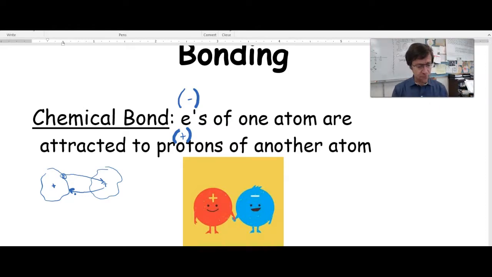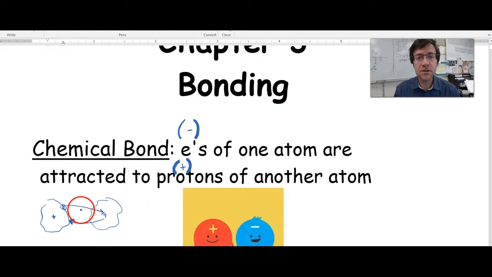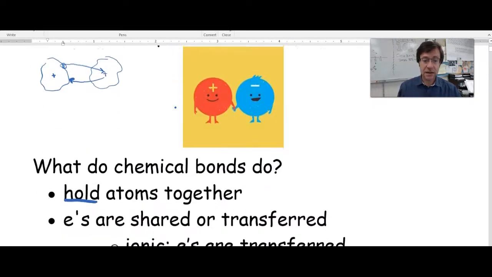So that's the driving force right there. This is what drives chemical bonds: a little positive being attracted to a little bit of negative. Bam, some magic happens. So what do they do? What do they even do? Well, they hold atoms together. I figured you might be able to put that together, given they're called chemical bonds. So they bond atoms together.